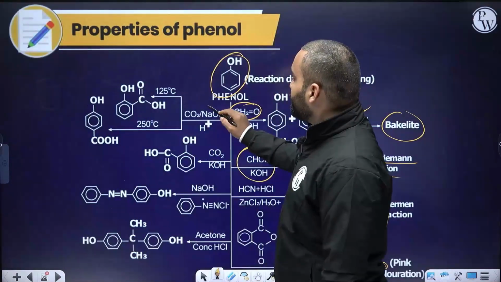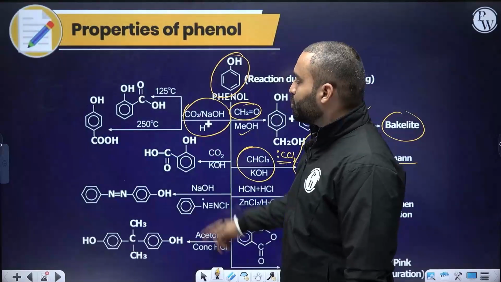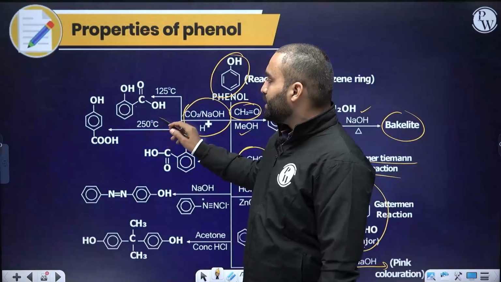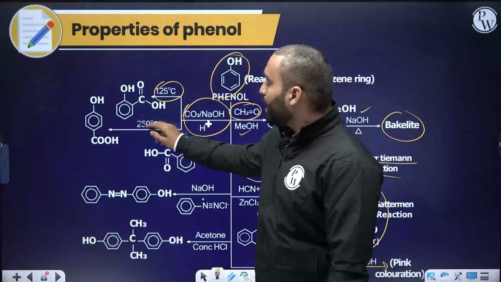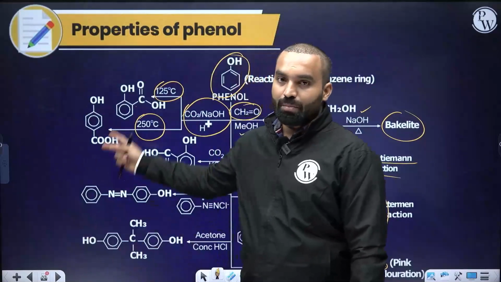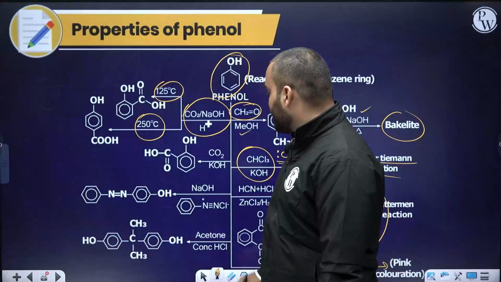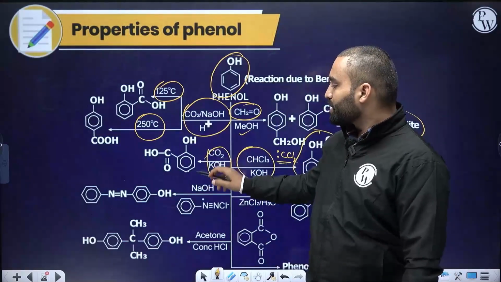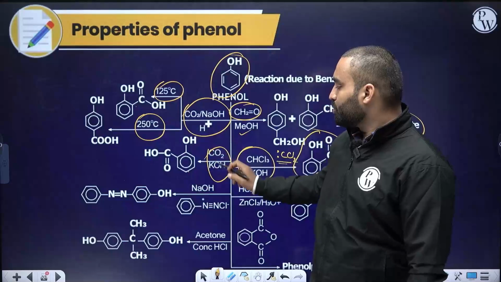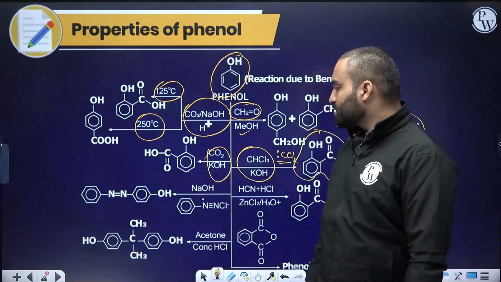On this side, when you treat it with a CO2 and NaOH mixture, you can get salicylic acid. At 125 degrees, ortho is the major product, but at higher temperature, para is the major product. Remember these two temperatures specifically. You can directly use CO2 and KOH. Again, you will obtain this compound. Similar reaction, CO2 KOH, CO2 NaOH. Ortho is the major compound.